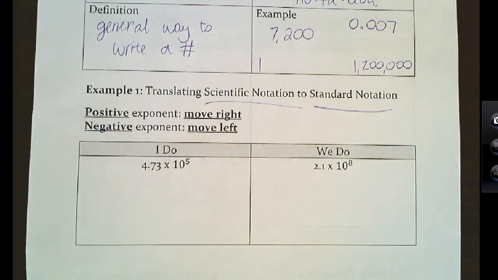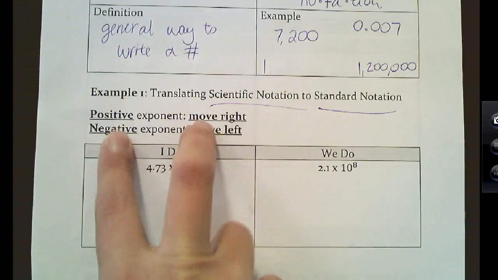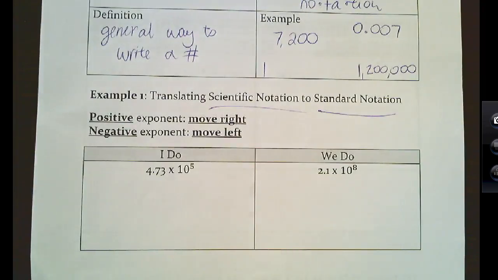Take a look at this number line right here by me. Everybody look at this number line here. As you move, you with me? As you move to the right on the number line, what do you notice about your numbers? They get bigger and they're positive, right? So if we have a positive exponent, we move to the right. Just like on the number line, as you move to the right, you're dealing with positive numbers.